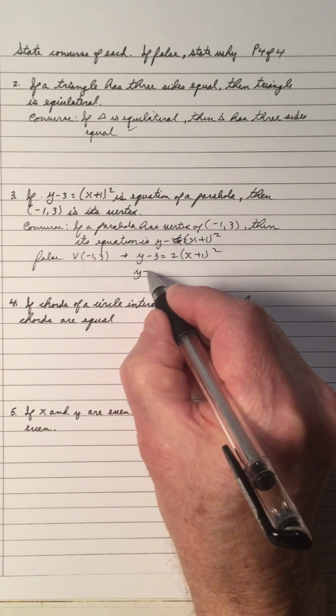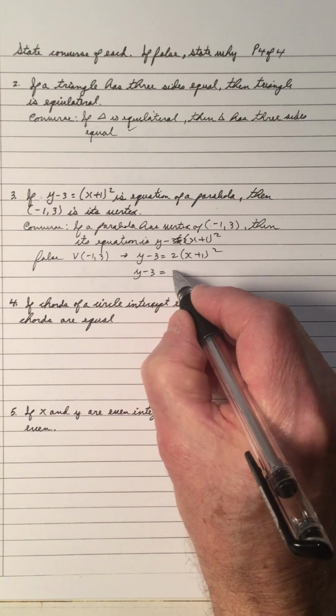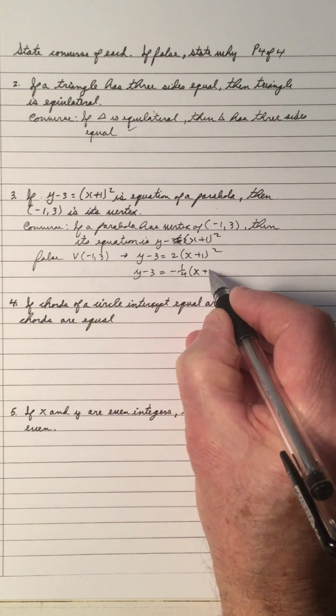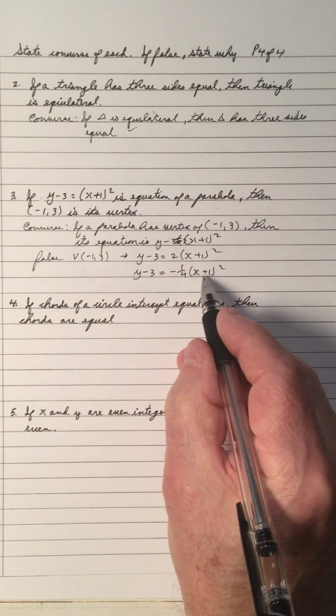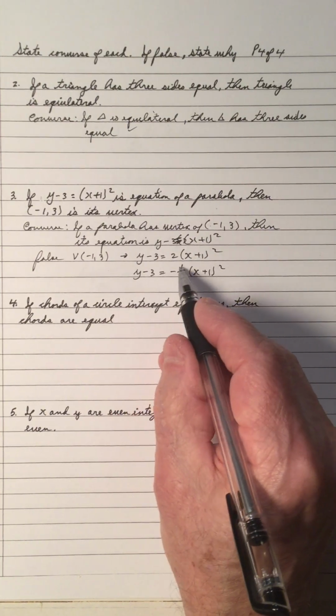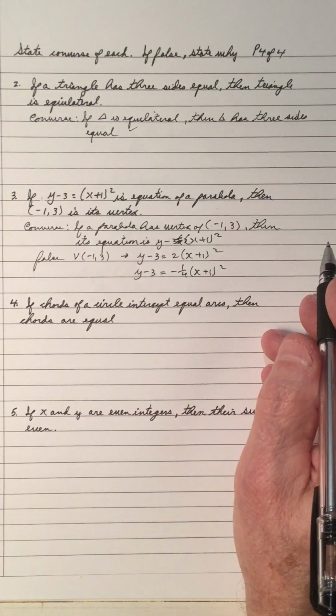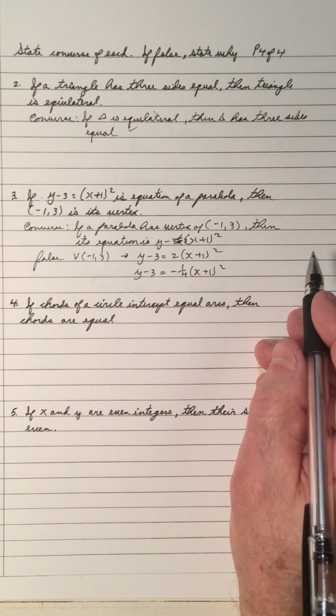The vertex is still negative 1 and 3, but the a value is 2. Or we could have y minus 3 equals negative 1 quarter x plus 1 squared. Again, the vertex is negative 1, 3, but the a value is different. So it's a different equation, still having the same vertex. So the converse is false.